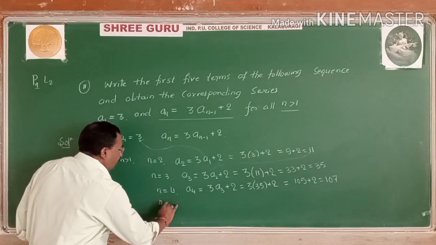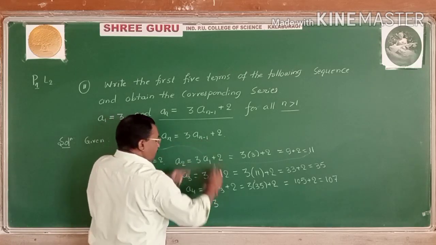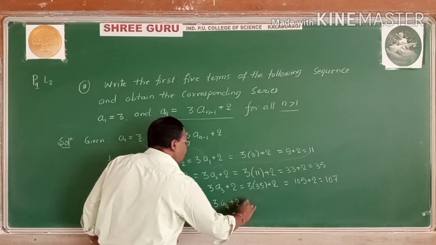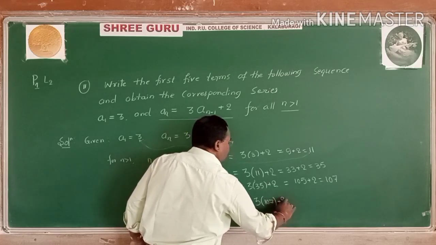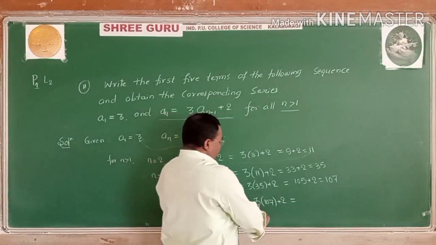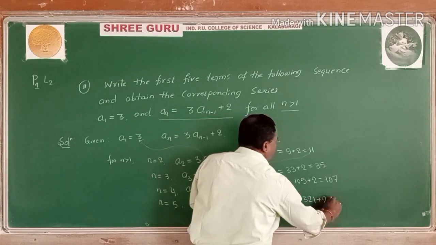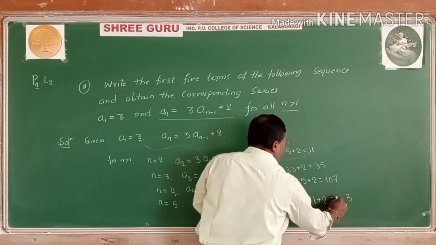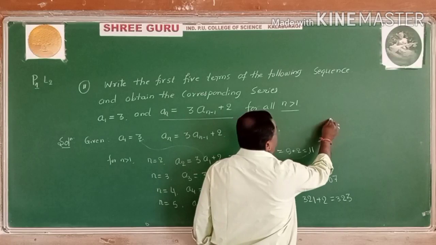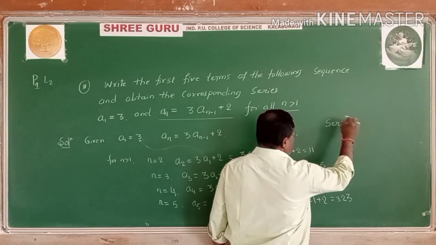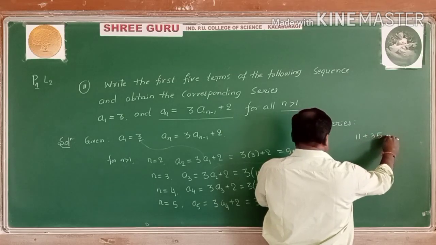Next, take n is equal to 5. A5 is equal to 3 times a4 plus 2, that is 3 times 107 plus 2. 3 into 7 is 21, 3 ones are 3, plus 2, so the value is 323. The corresponding series is 3 plus 11 plus 35 plus 107 plus 323.